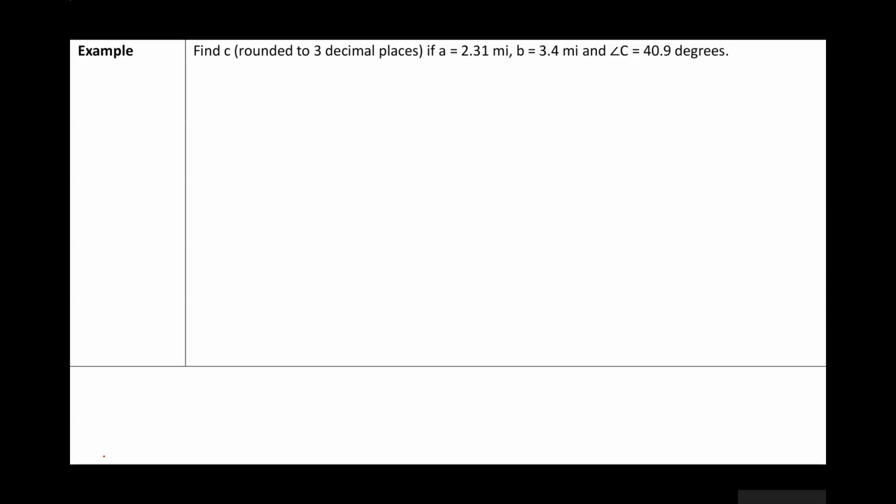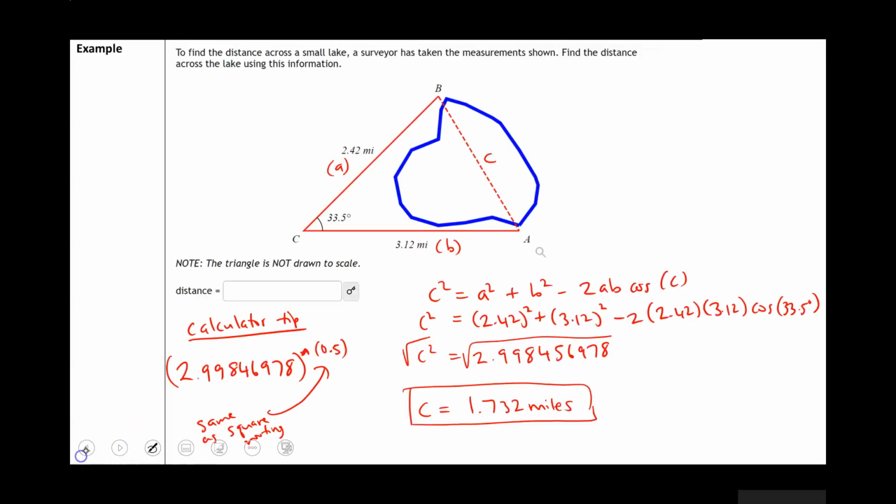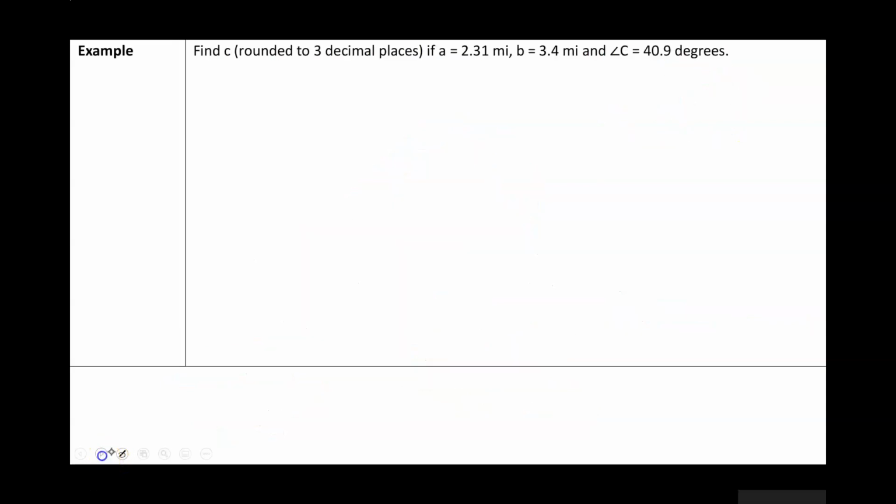Next, we want to find C. Given A is 2.31, B is 3.4, and angle C is 40.9 degrees. Also, notice that these are in degrees, so make sure that your calculator is in degree mode, not in radian mode, because our angles are in degrees now.